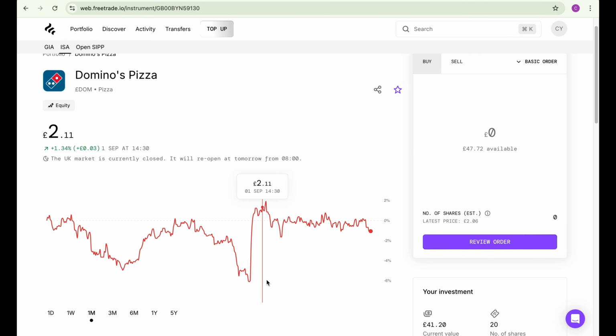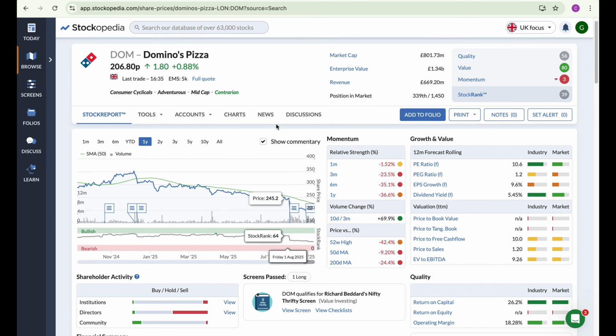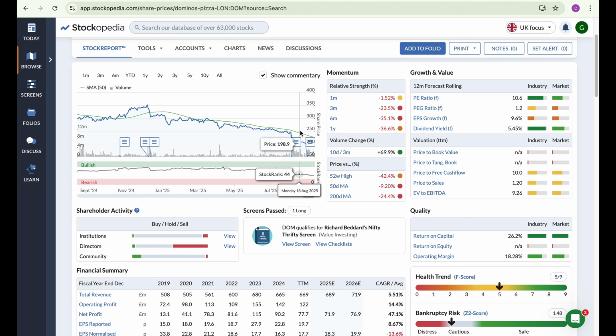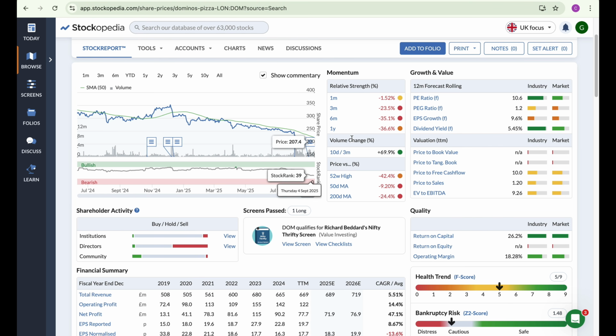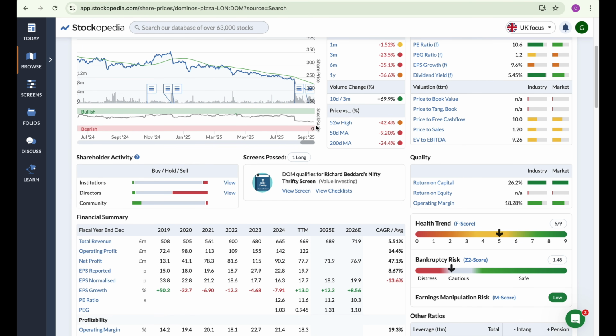However, it's important to note that this is not the US version of the company, as the UK and Ireland operations are run separately. Domino's Pizza Group, stock ticker DOM, is the exclusive master franchise for the Domino's brand in the United Kingdom and Ireland.